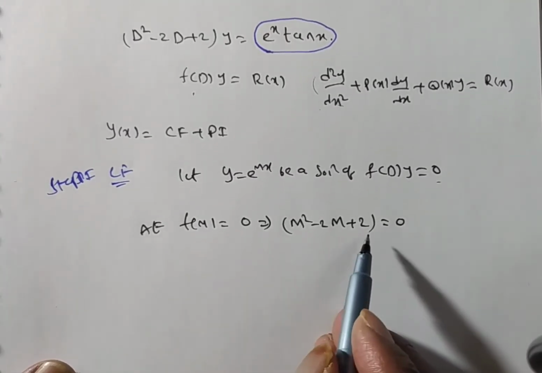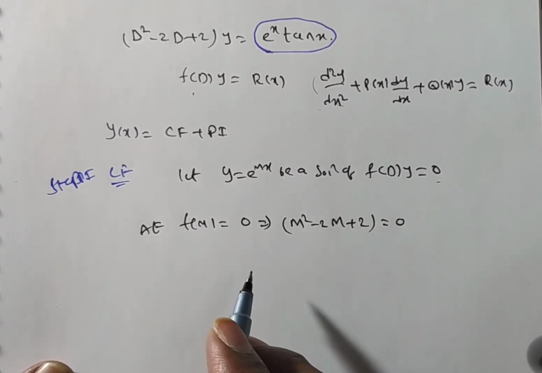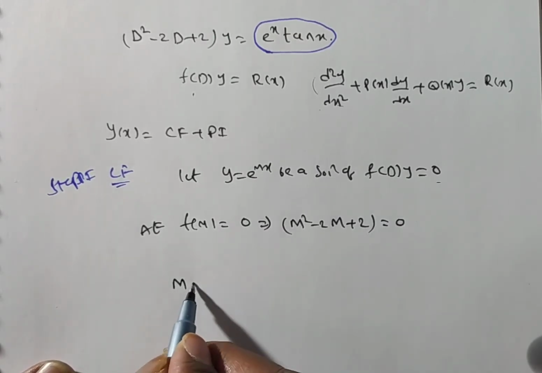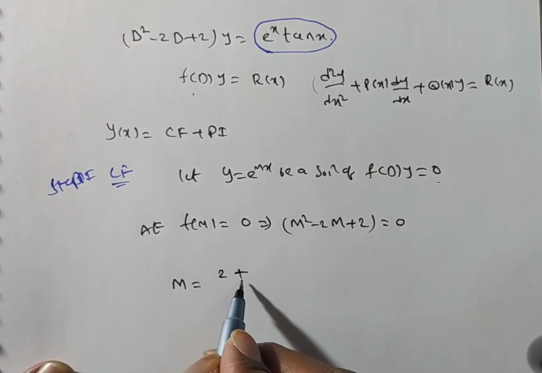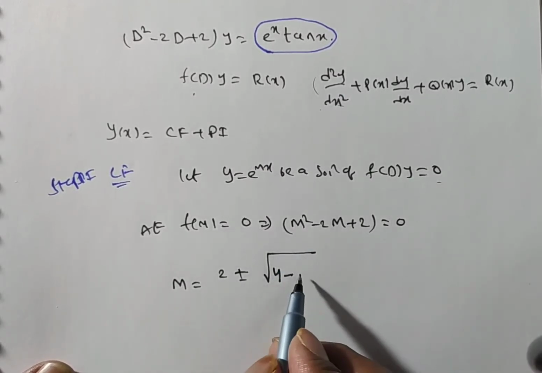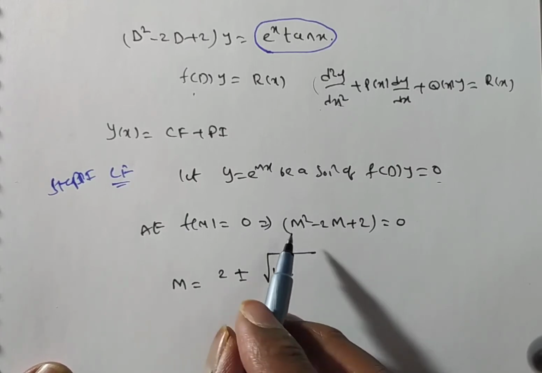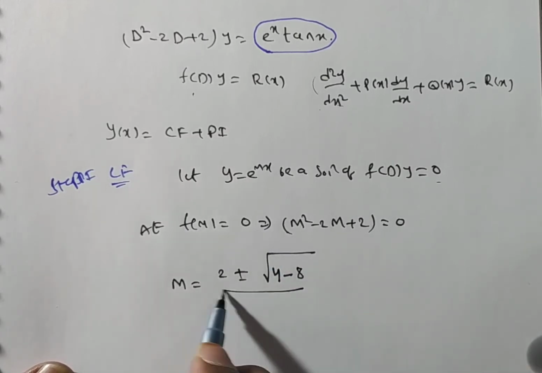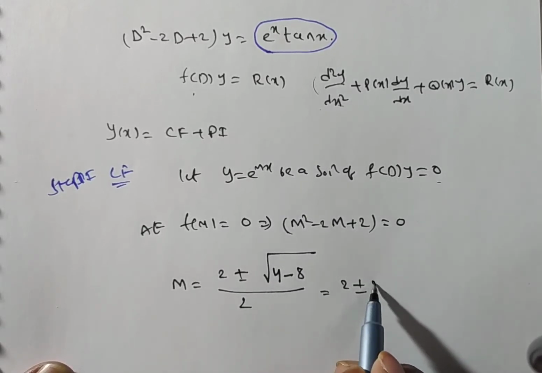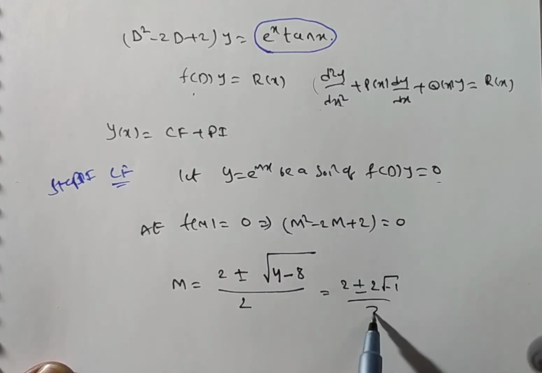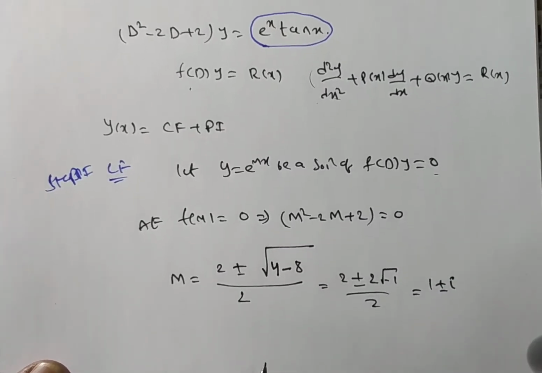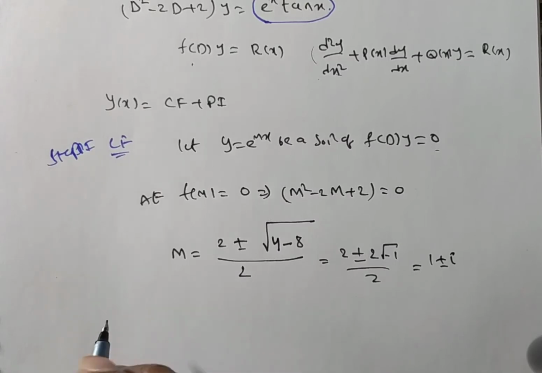So how to find the roots? Here you have 2 only, so better to go for the formula m = (−b ± √(b² − 4ac)) / 2a. So m = (2 ± √(4 − 8)) / (2·1). This is 2 ± √(−4), which I can write as 2 ± 2i, divided by 2. So m = 1 ± i, where √(−1) is written as i. So the roots of m are complex here.